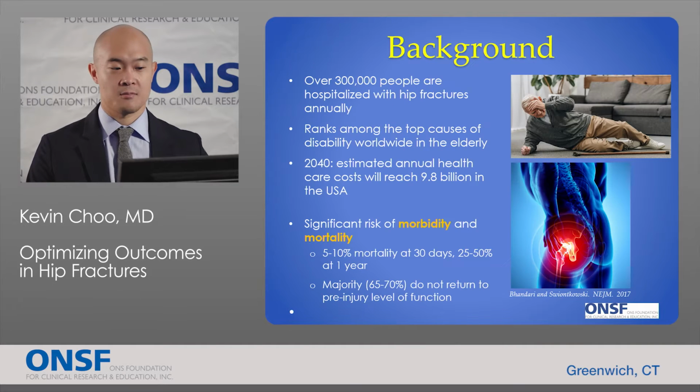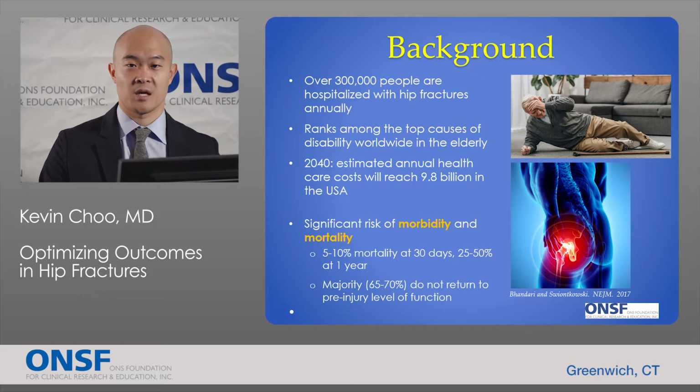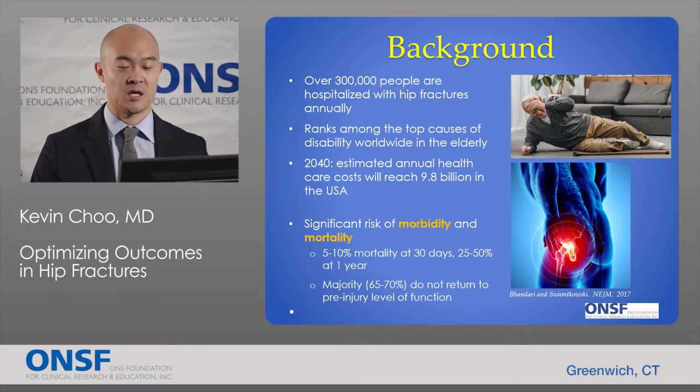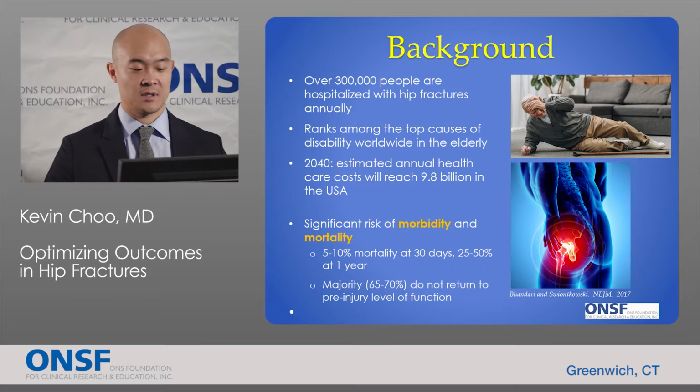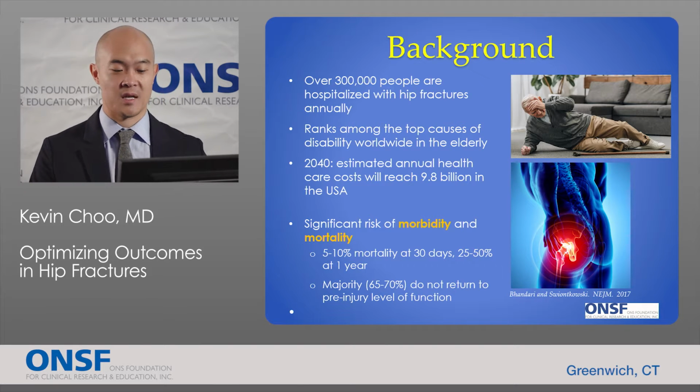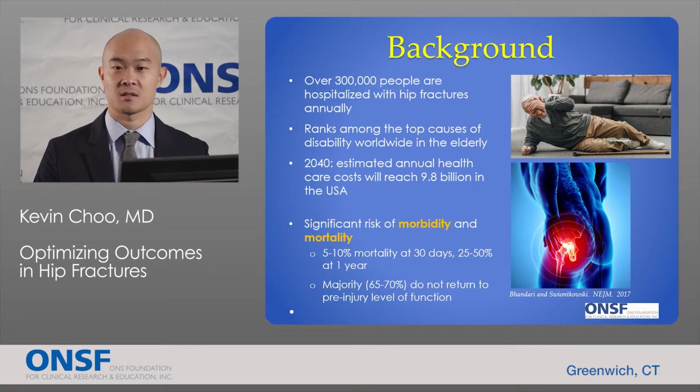As some background, hip fractures are a big problem in our patient population, and we increasingly see it in a geriatric patient population as well. Over 300,000 people are hospitalized with hip fractures annually, and it ranks among the top causes of disability worldwide in the elderly. In the year 2040, it's estimated to have an annual healthcare cost reaching nearly $10 billion in the USA alone, and on an individual level, it represents a significant risk of morbidity and mortality for these patients.